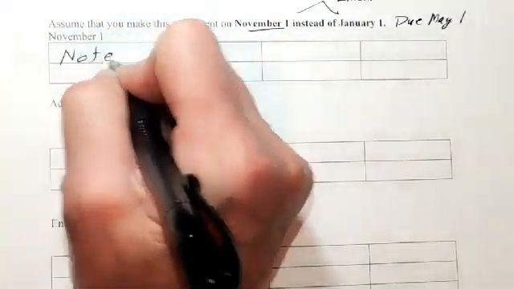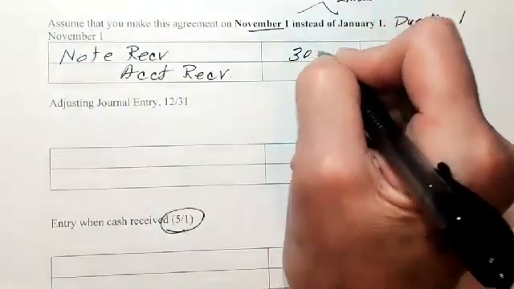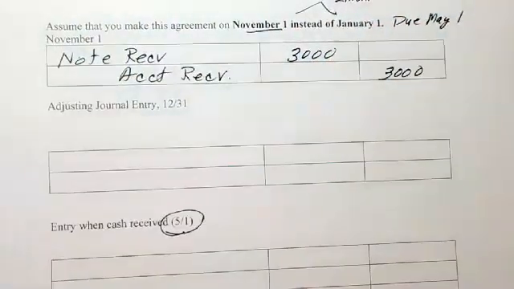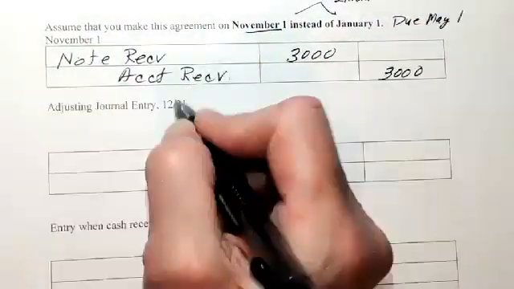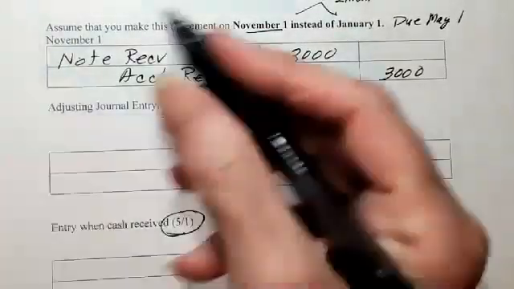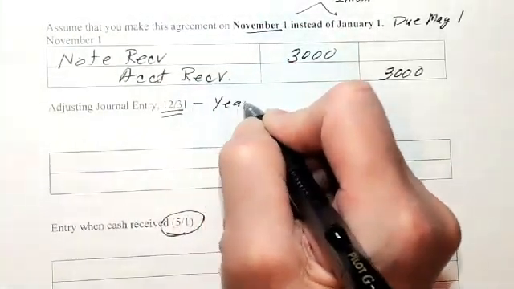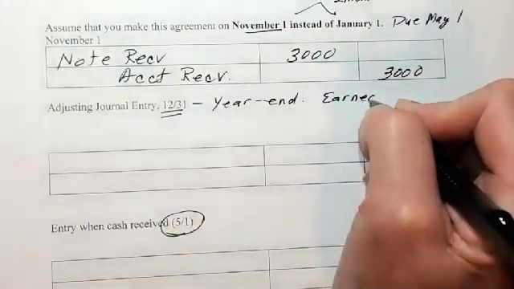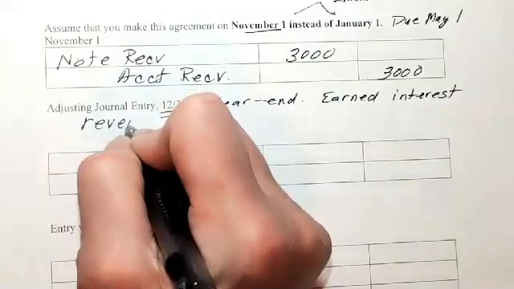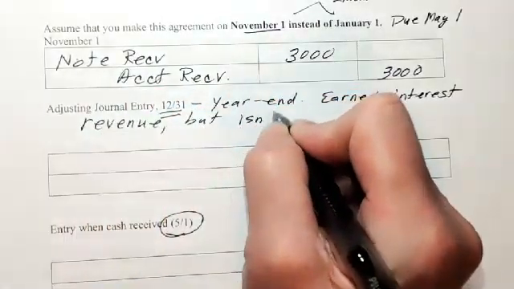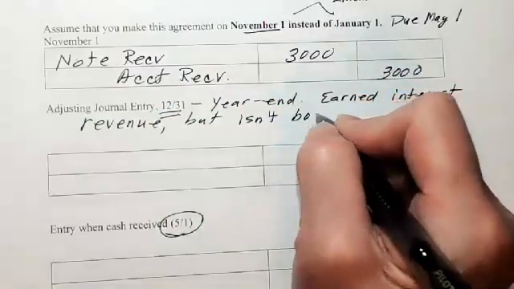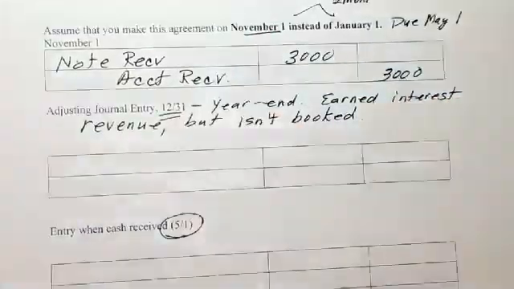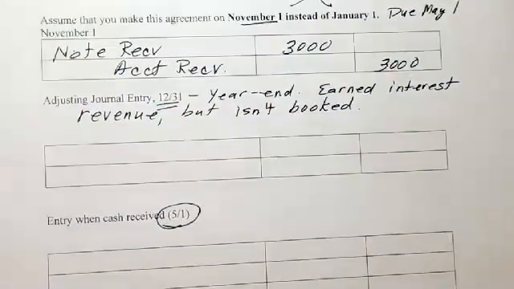Again, this used to be an accounts receivable. I make it a note receivable. It still comes in at the $3,000 principal. Nothing new. Now the problem is 12/31, that's going to be our year end. I've earned some revenue that I haven't booked yet. And that's one of those adjusting entries we did back in chapter 3.